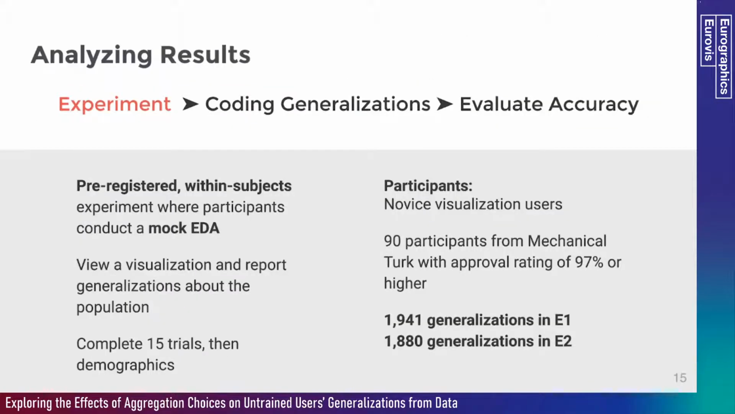We launched the experiment on Amazon Mechanical Turk, targeting 90 participants with a high enough approval rating who were novice visualization users. Ultimately, at the end of our experiment, we ended with 1,941 generalizations in Experiment 1 and 1,880 generalizations in Experiment 2.